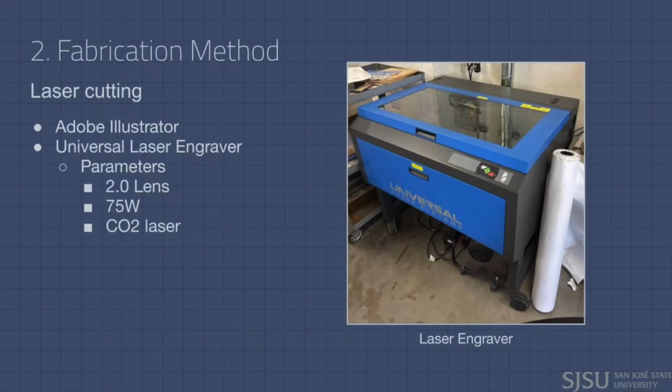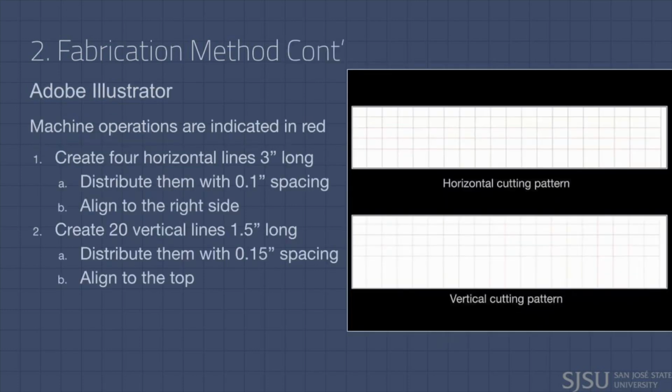For the fabrication method, we used a laser cutter, a Universal Laser engraver with the parameters of a 2.0 lens, 75 watts, and a CO2 laser. We also used Adobe Illustrator to create the pattern that we would be using. On Adobe Illustrator, we created two different patterns from which we would create our samples.